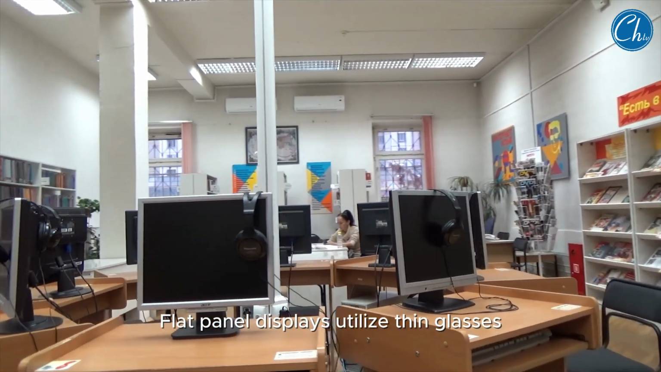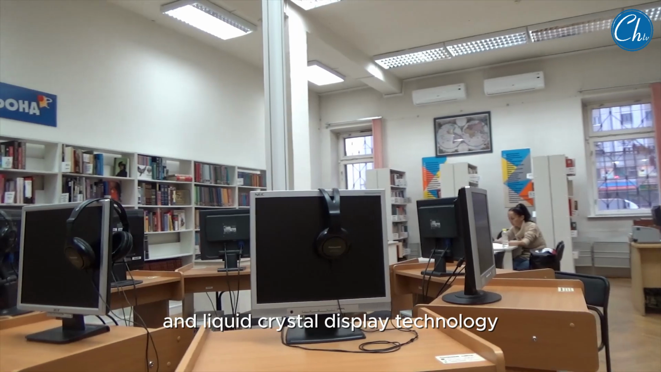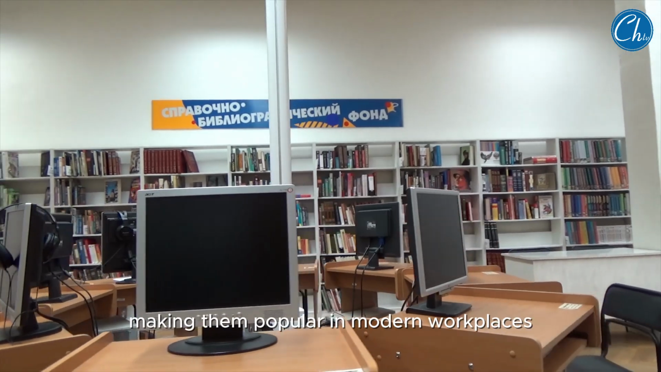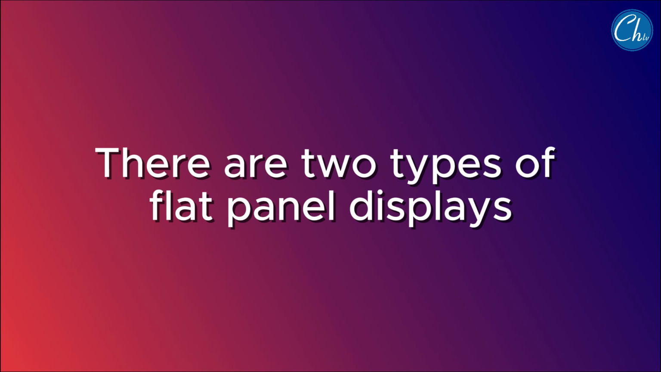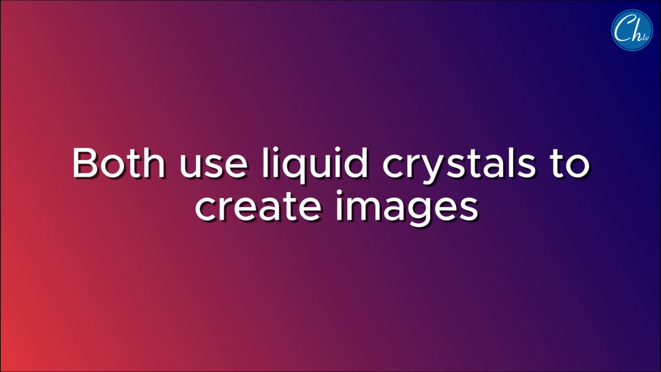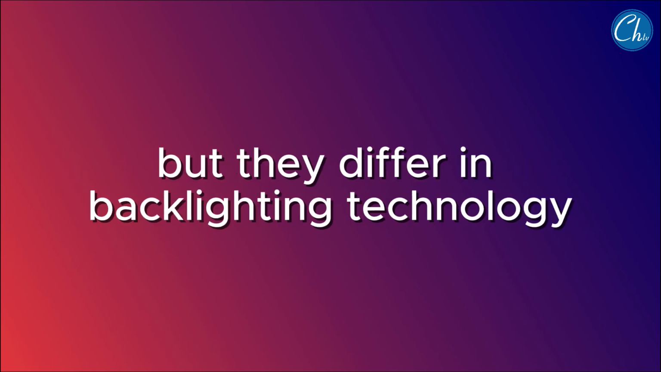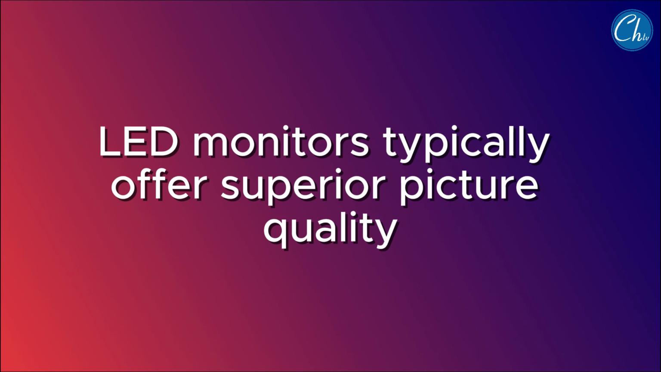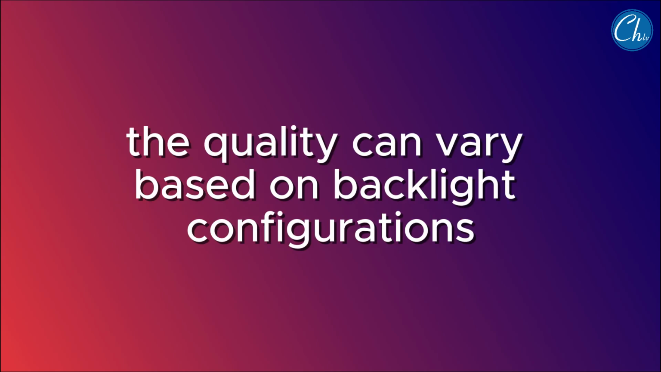Flat panel displays utilize thin glasses and liquid crystal display technology. These monitors are portable and less bulky, making them popular in modern workplaces. There are two types of flat panel displays: LCD and LED. Both use liquid crystals to create images, but they differ in backlighting technology. LCD monitors use fluorescent lights, while LED monitors use light-emitting diodes. LED monitors typically offer superior picture quality, though the quality can vary based on backlight configurations.